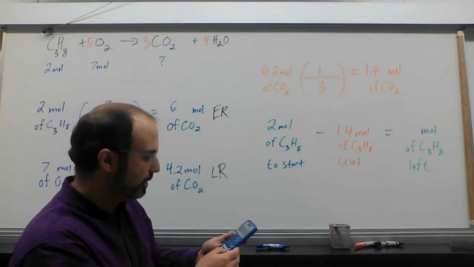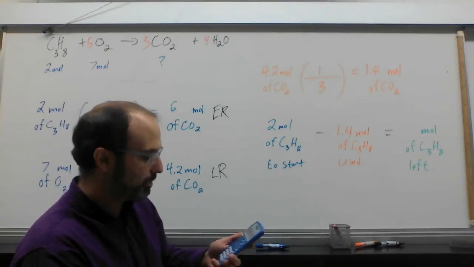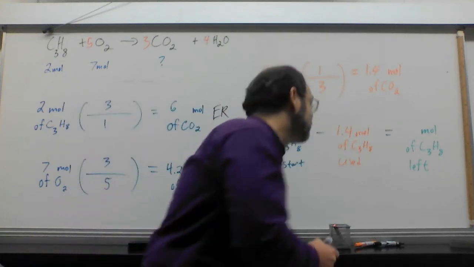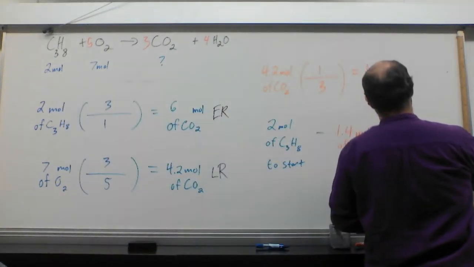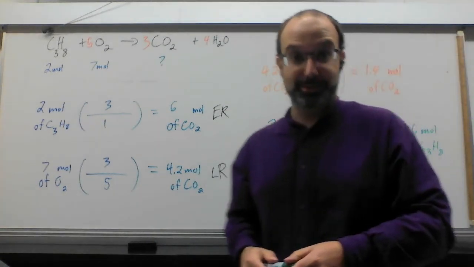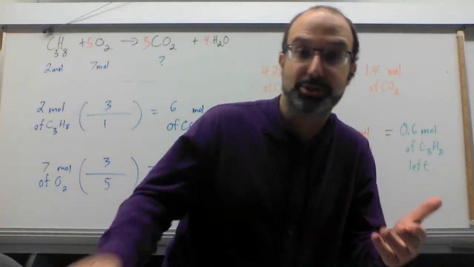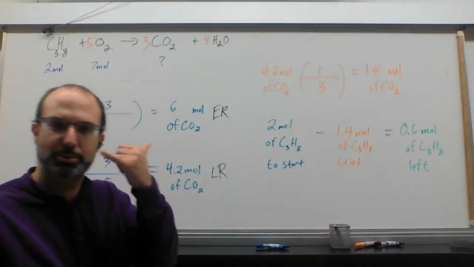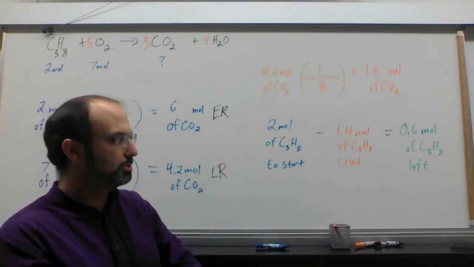We take our 2, we subtract the 1.4, and we're going to get 0.6. So there we go. 0.6 moles of this propane are left. So now we know how much. Now we can store it. Now we can order more and use up the other stuff. Whatever we need to do.